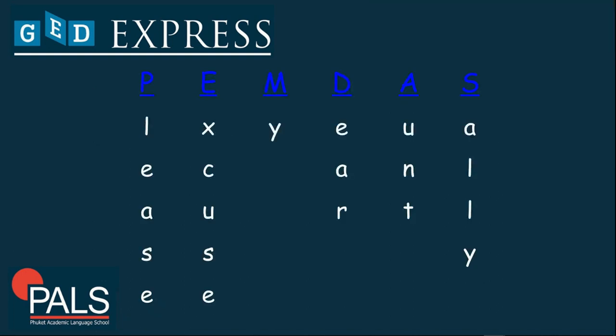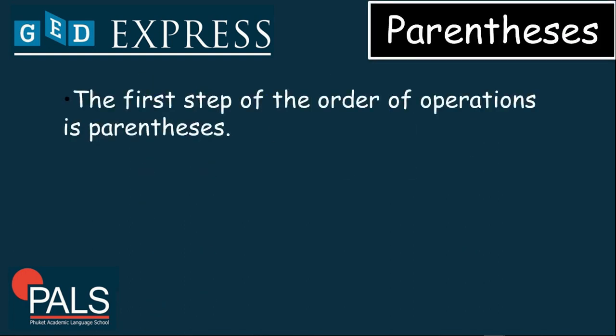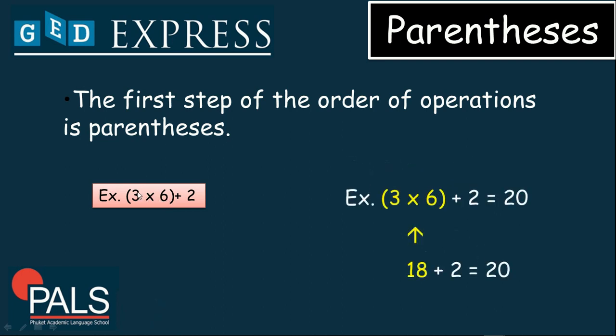Now, P in PEMDAS means parentheses. So the first step of the order of operations is parentheses. If you see a parenthesis in an equation, you need to prioritize solving it first. In this case, 6 times 3 gives you 18. Then bring down the number outside the parentheses and do the last operation: 18 plus 2 gives you 20.